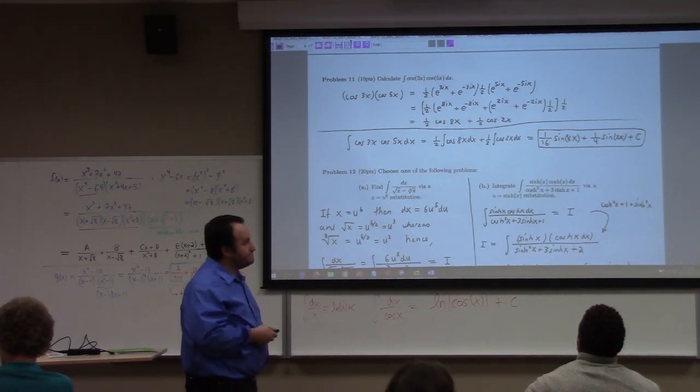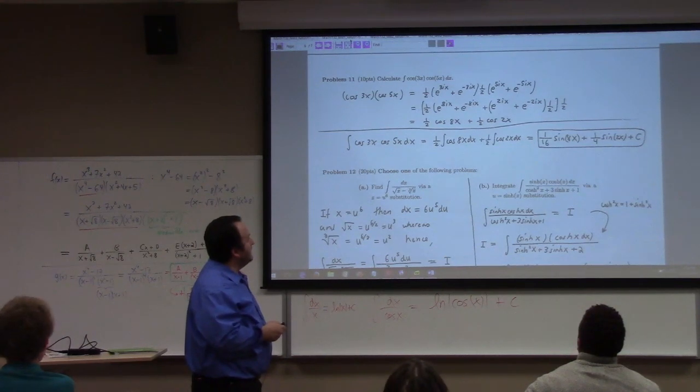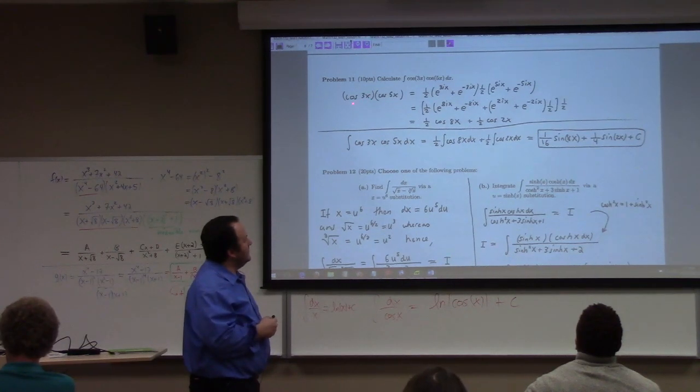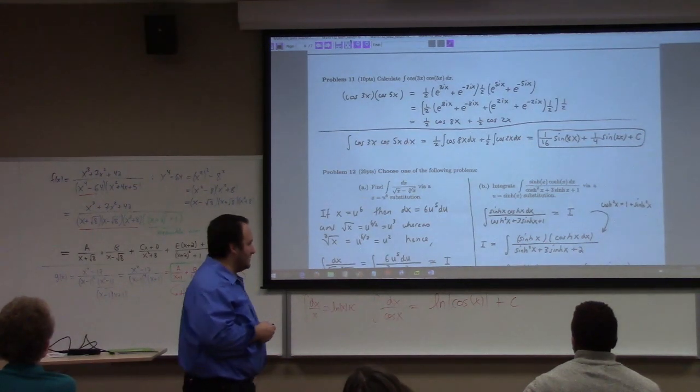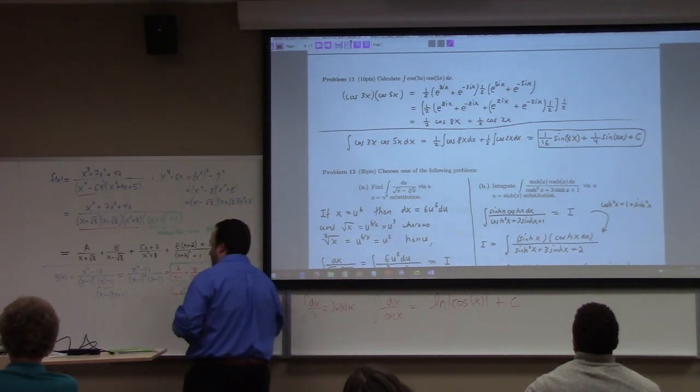Is the 1/2 always there? Yeah. Now, I will say this. If you know this identity, you could differentiate it to get other identities.